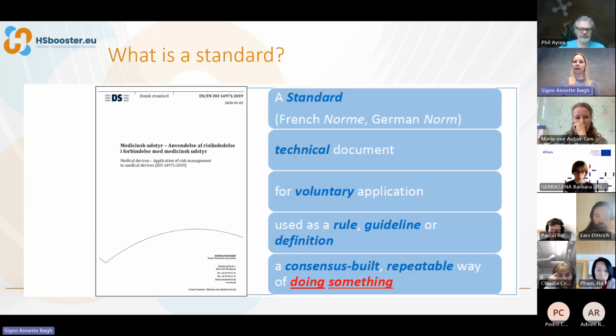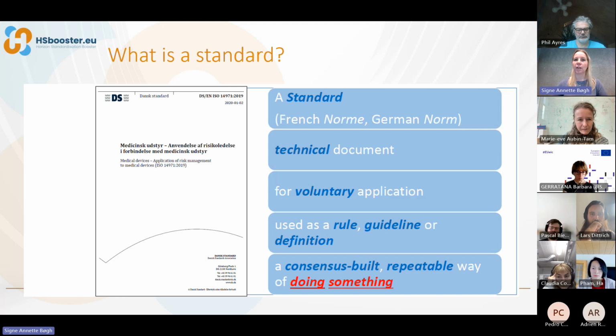But I like always starting from the beginning. So when I say standard, and you will hear me say this word quite a lot for the next hour, what is it exactly that I mean? I have an example there in the picture of what a standard looks like. They all look more or less the same. So once you start recognizing the front cover, then you'll know this is what we call a formal standard.